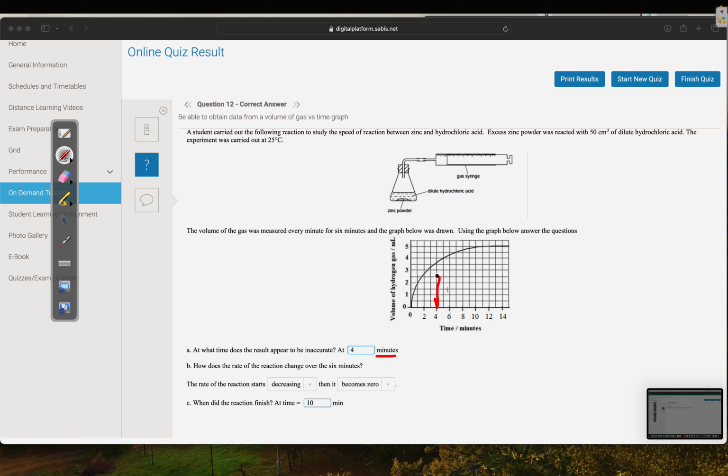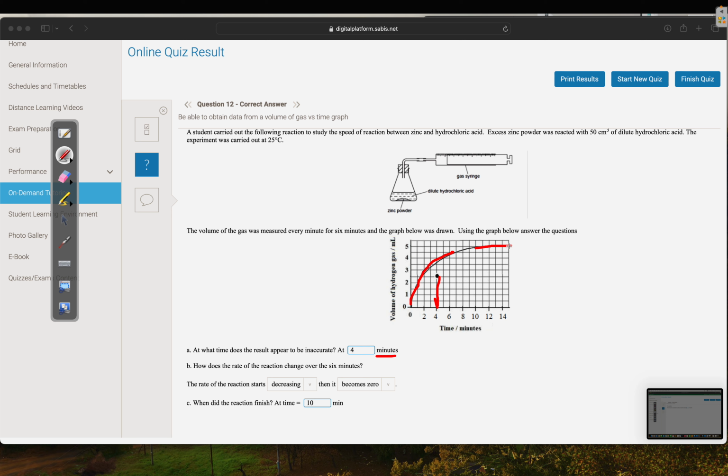So here it starts off as a high reaction rate, then it slows down because the amount of reactants is decreasing, and then it becomes zero as we can see here. Over here, when the graph is straight, it means that the reaction is over, and that happens when there are no more reactants left.